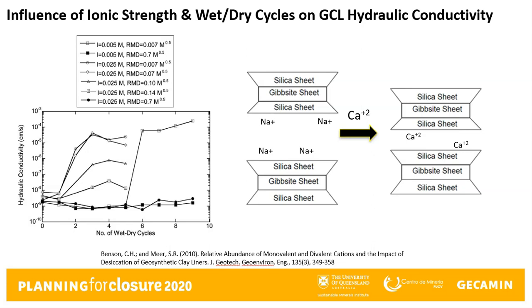The intent of the study was to determine the minimum RMD of a solution that would allow for repeated wet-dry cycles and still provide low hydraulic conductivity. The researchers found that below an RMD of 0.7, the hydraulic conductivity increased, with most of the effects of the exchange happening within the first few wet-dry cycles, and that was accelerated with higher ionic strengths.